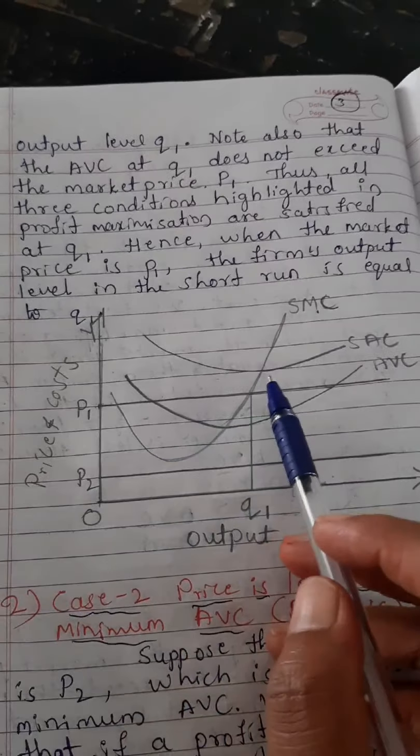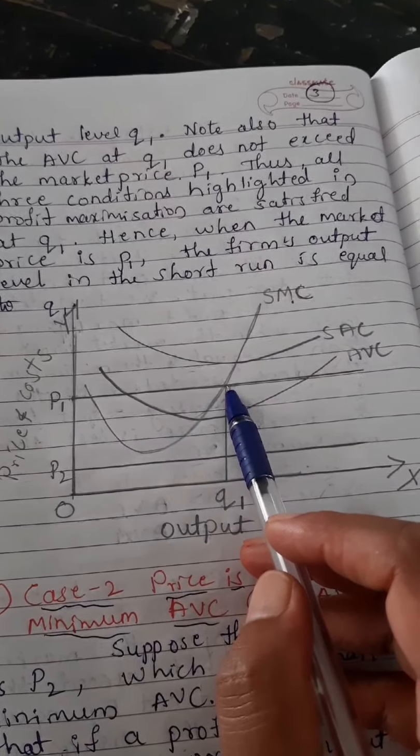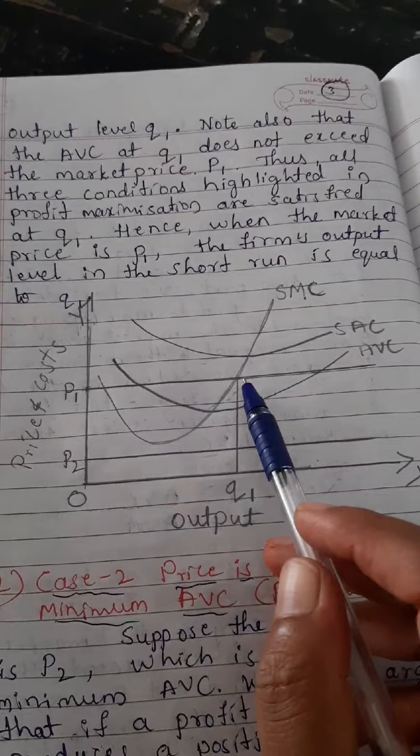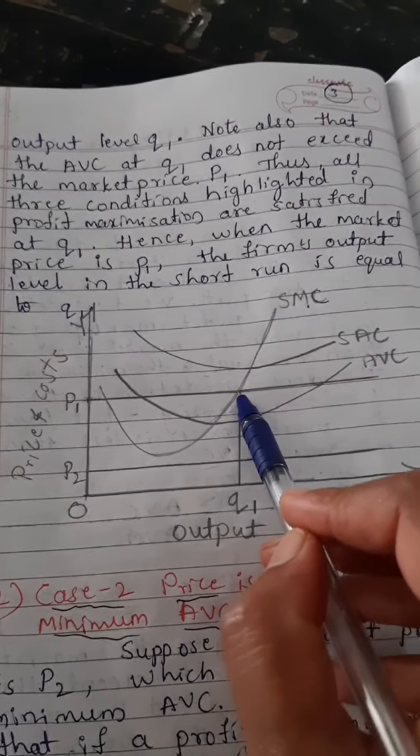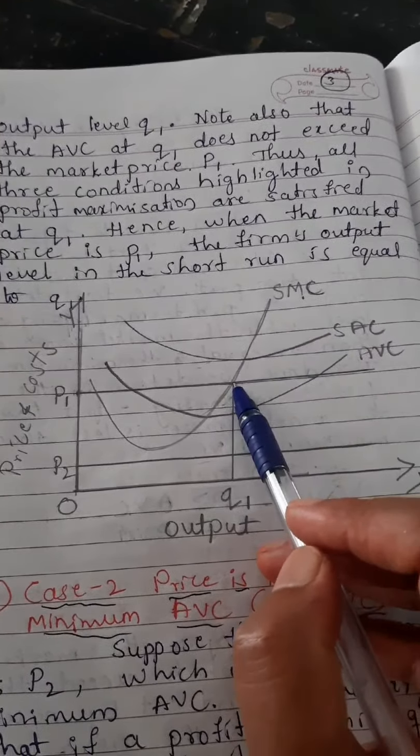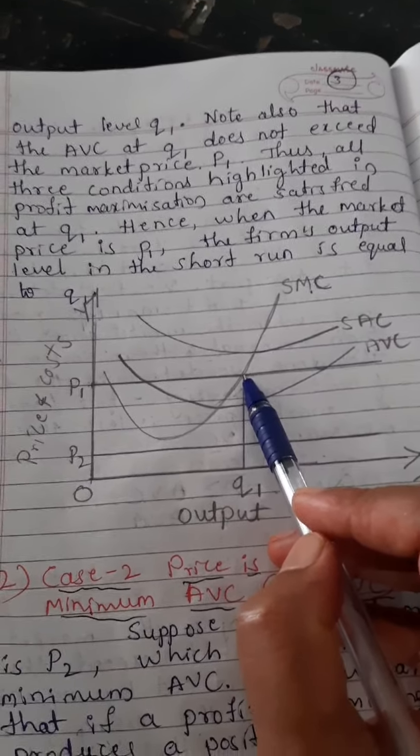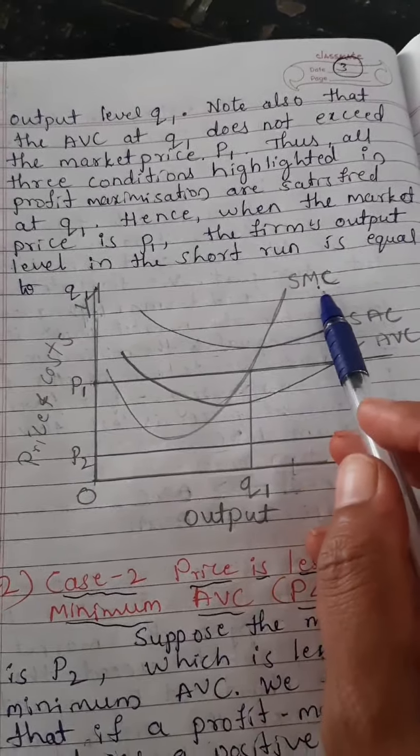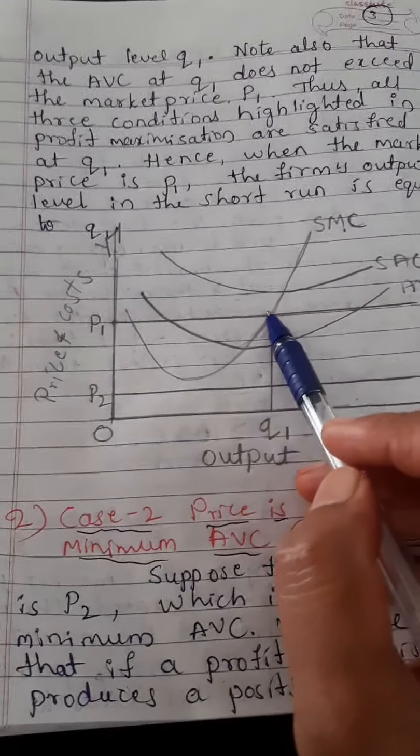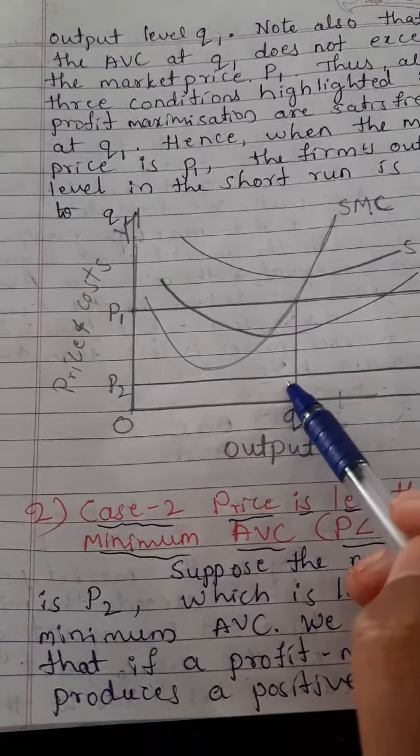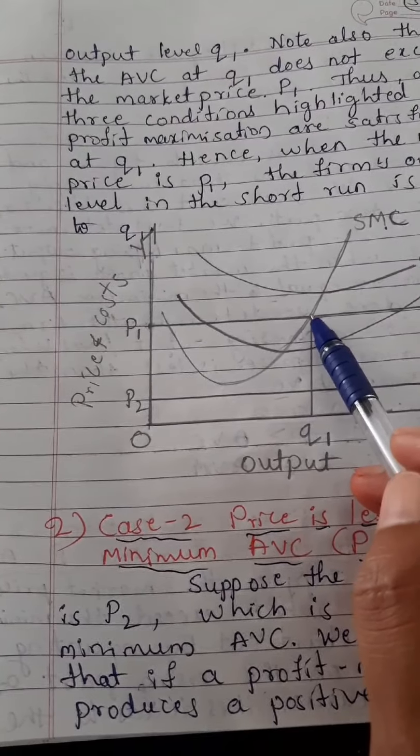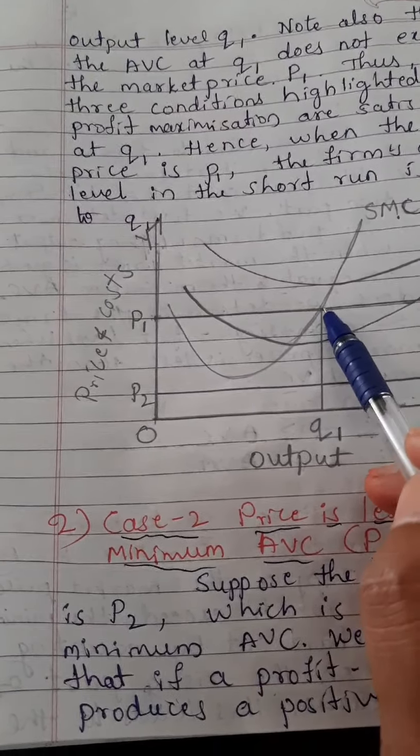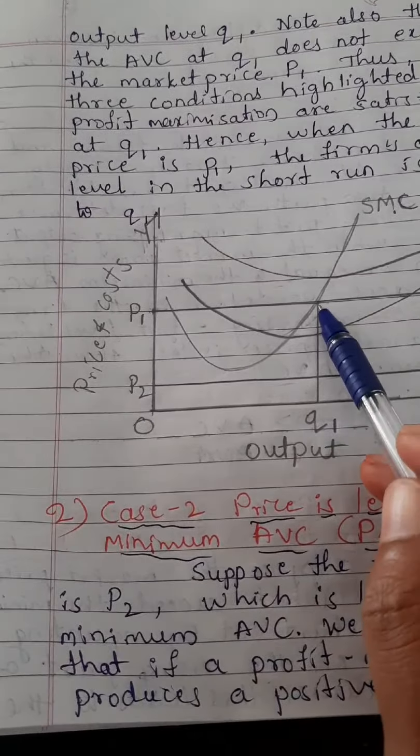We can see here, this intersect point is Q1. That intersect point means the MR equals MC point. It means the price line is also called the marginal revenue curve. The marginal revenue curve, MR, is equal to the MC curve here. This Q1 is taken where P is equal to MC.